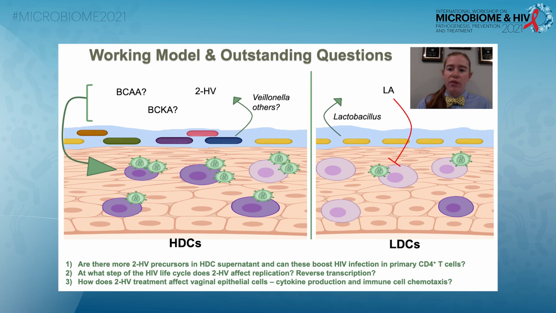So in summary, what we've identified so far is that there's at least one HDC strain that can secrete 2-HV into a supernatant, and we know that this metabolite can boost HIV infection in primary CD4 T cells. We're currently determining whether or not there are also more 2-HV metabolite precursors secreted by HDCs, and whether those can similarly boost infection in T cells. And we also need to determine at which step of the HIV life cycle 2-HV affects, and whether treatment affects vaginal epithelial cytokine production and immune cell chemotaxis, as that has biologically relevant implications for transmission.